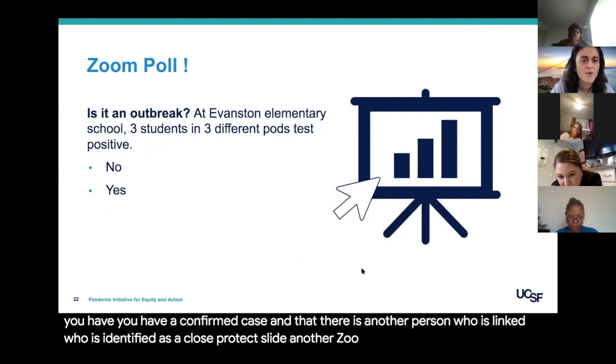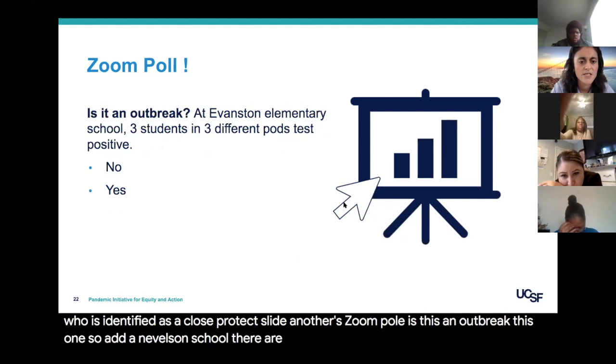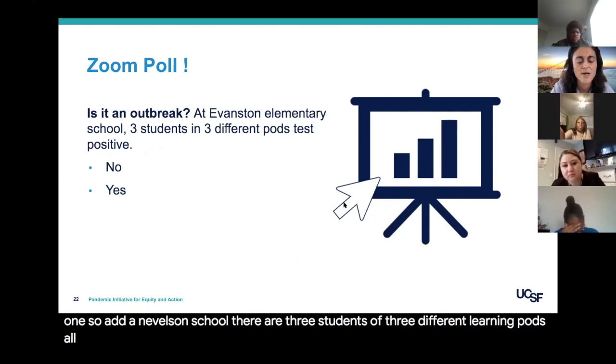Another Zoom poll. Is this an outbreak? Okay, I think we can launch this one. At an Evanston school, there are 3 students at 3 different learning pods, all of whom test positive. Would you call this an outbreak?